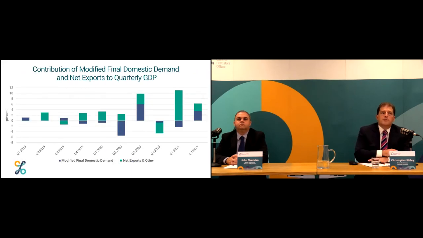If we take the 6.3% growth rate and decompose that into the domestic element, modified domestic demand, and the modified net exports, we can see here that we're getting a positive contribution from both. So the strong growth we're seeing in the quarter is the long-term growth in the M&E data and the rebound in the domestic data. And that's what's giving us the strong result for GDP overall at 6.3%.